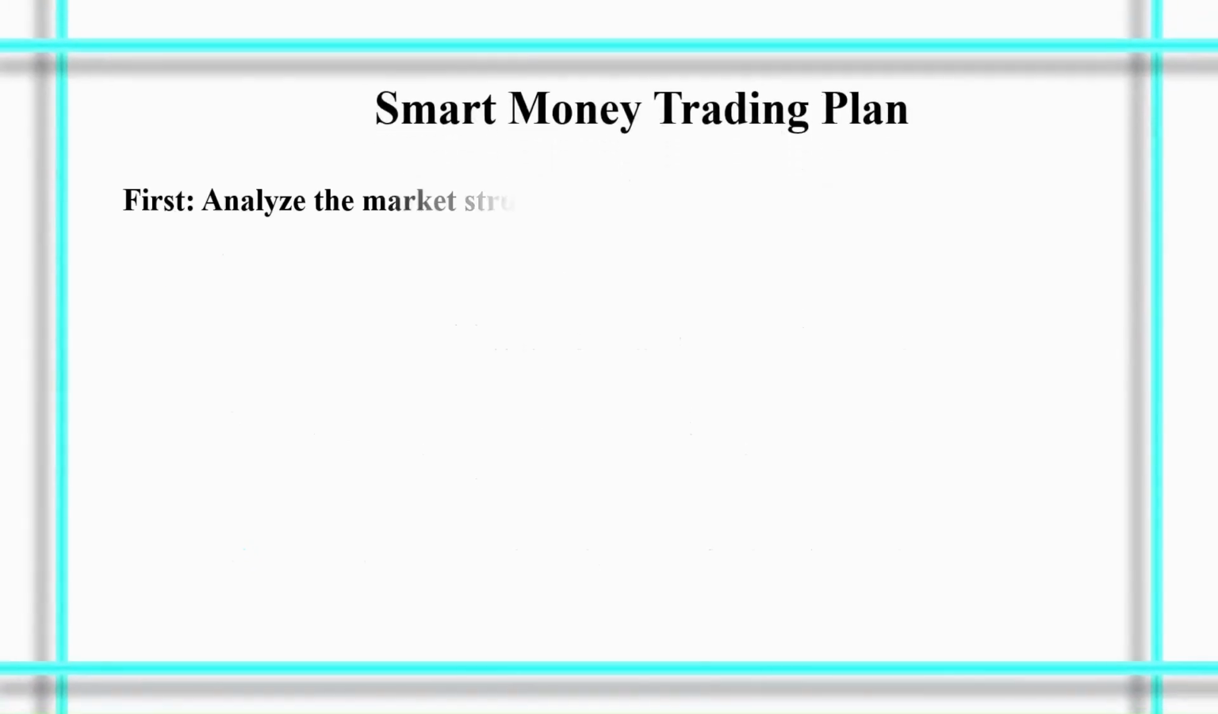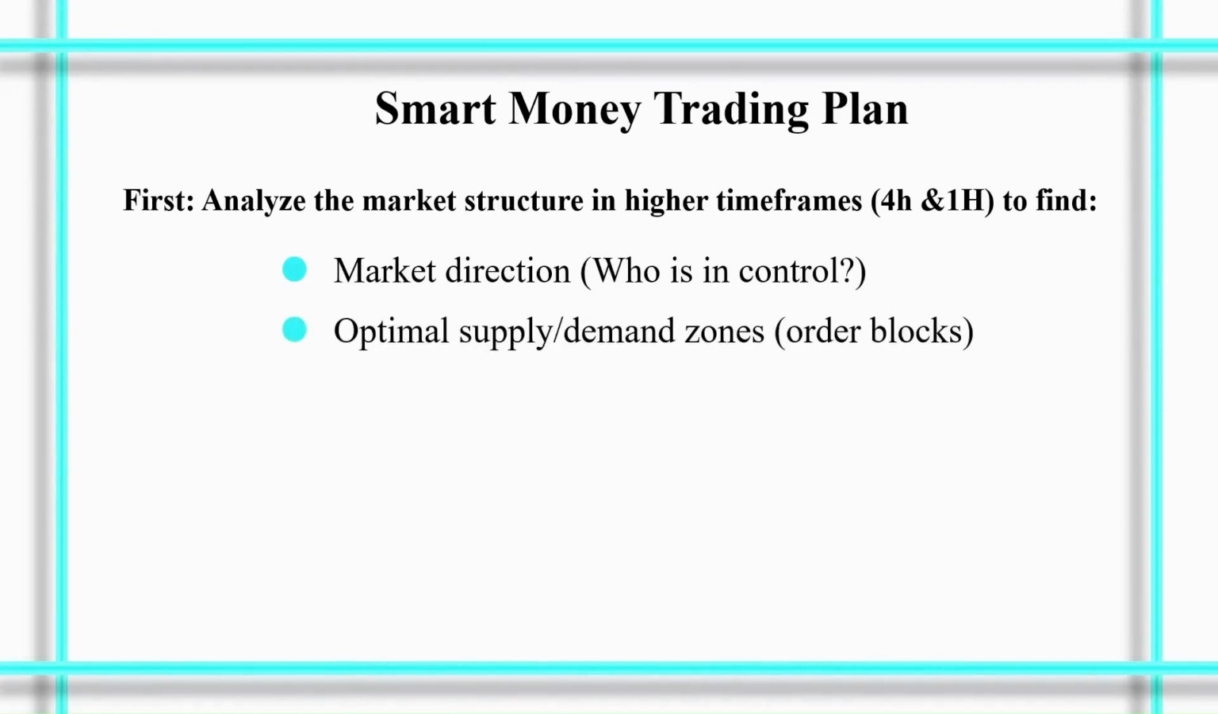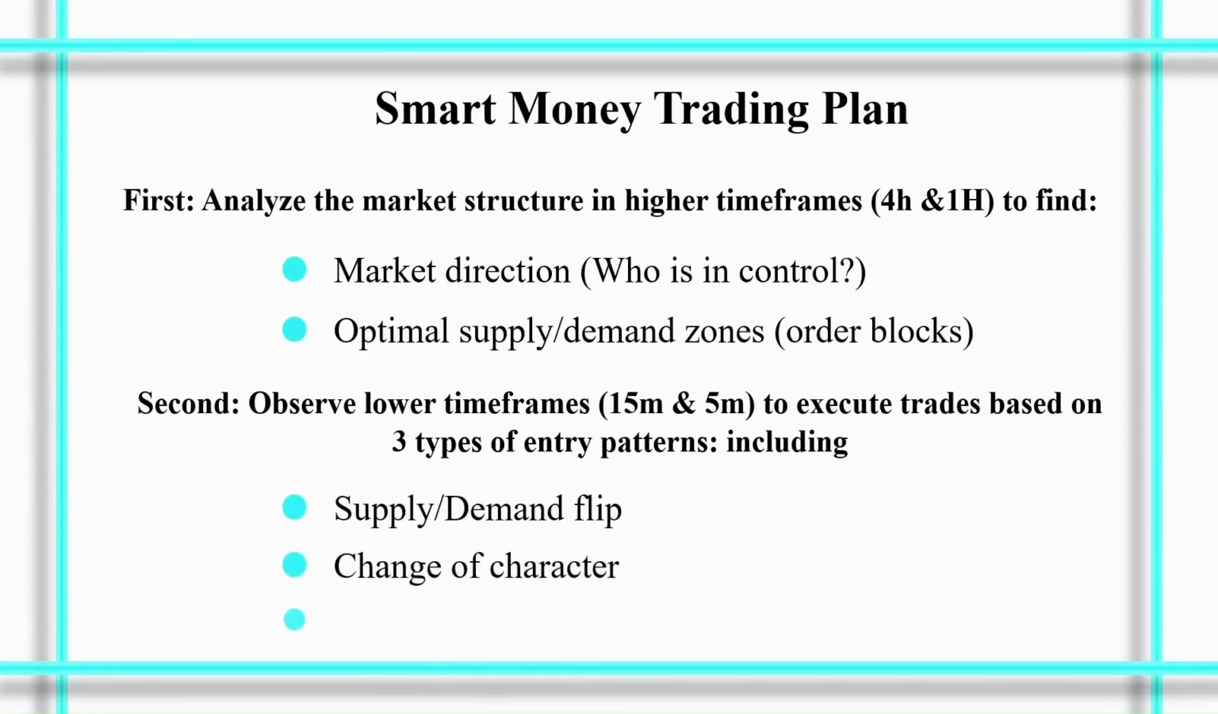The Smart Money trading plan consists of 2 steps. First, we analyze the market structure in higher timeframes to find market direction, who is in control, optimal supply and demand zones or order blocks. Second, we observe lower timeframes to execute trades based on 3 types of entry patterns, including supply or demand flip, change of character, continuation.